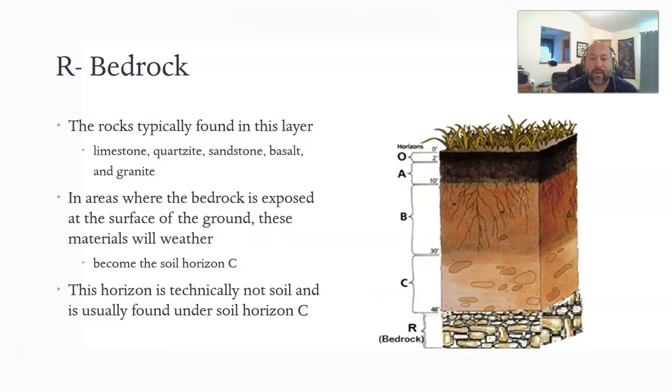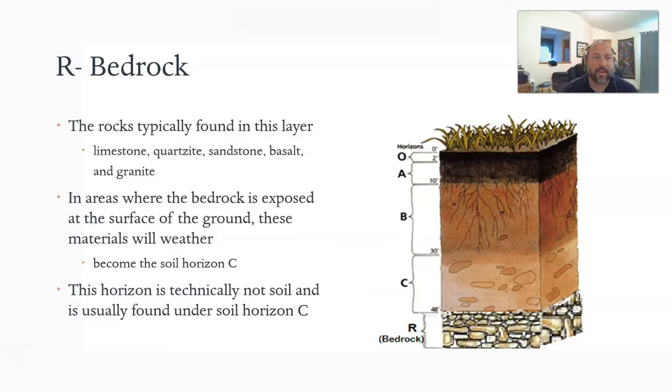In areas where the bedrock is exposed at the surface of the ground, these materials will weather. So El Capitan, Half Dome, those big pieces of granite sticking out in Yosemite won't look exactly the same as the granite that's under the ground, because the unweathered bedrock hasn't gone through that weathering process. If the bedrock gets exposed, it should weather away and eventually, years and years and years later, become something like a C horizon where we could start to build soil.